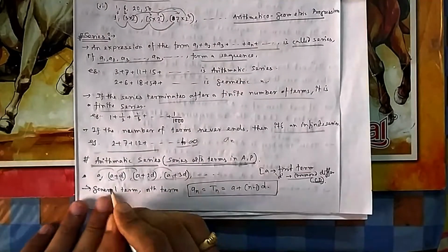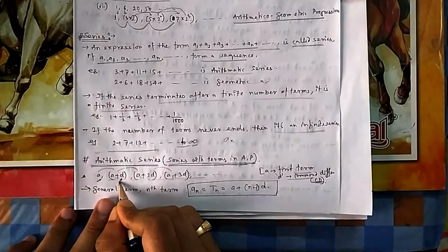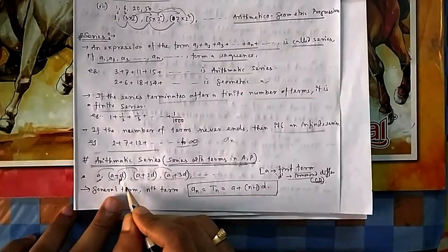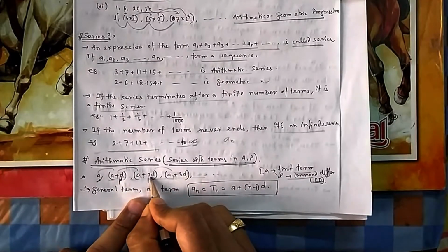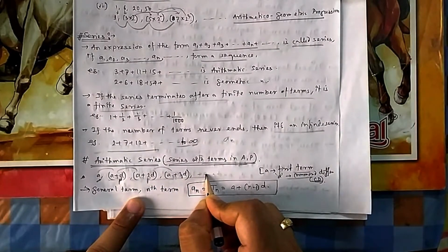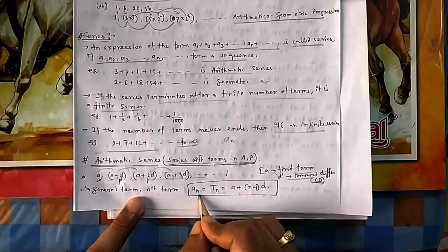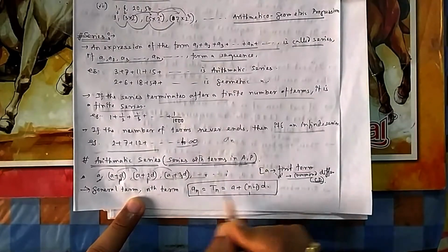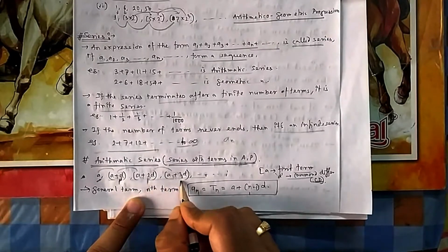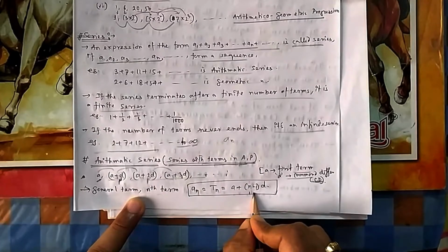So if you see the general term, in the first term, how many D's are there? 0. The second term, how many D's are there? 1. Third term, how many D's are there? 2. Fourth term? 3. Fifth term? 4. Sixth term? 5. Nth term, how many D's will be there? N minus 1, because every time it is one less. Third term 2, fourth term 3, fifth term 4, sixth term 5. So for the nth term it will be n minus 1.